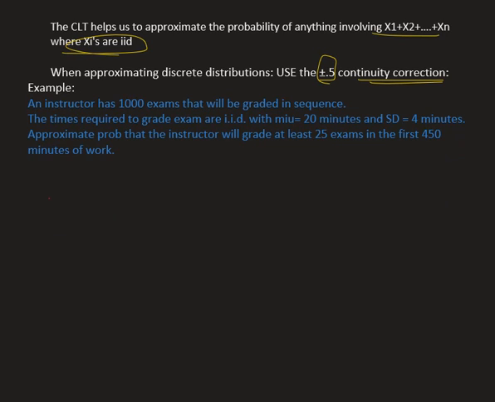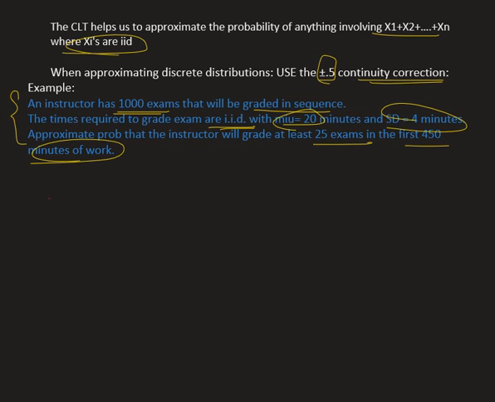Now let's understand this concept with an example. Here we have been told that an instructor has 1000 exams that will be graded in sequence, and the times required to grade exams are IID with mean mu equals 20 minutes and standard deviation equals 4 minutes. Approximate the probability that the instructor will grade at least 25 exams in the first 450 minutes of work.